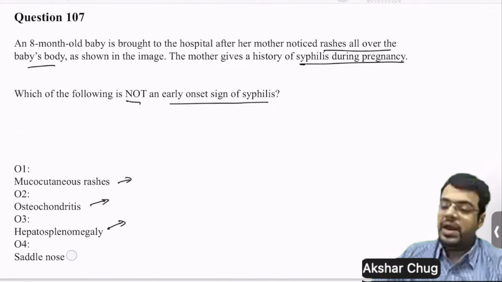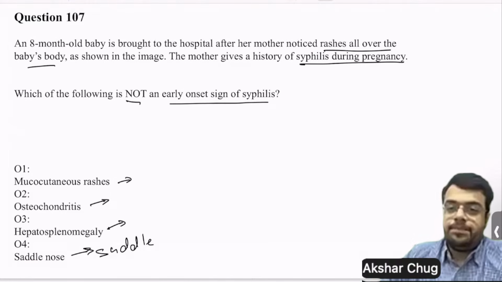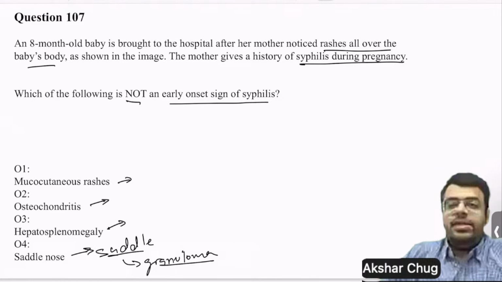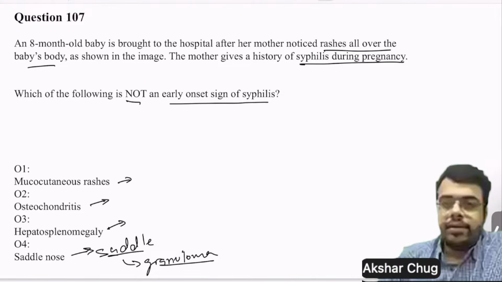But saddle nose. Now, what does saddle nose require as a prerequisite? Saddle nose requires granuloma formation, and granuloma formation takes time. So that is the reason why saddle nose is a late sign of syphilis and not an early one.